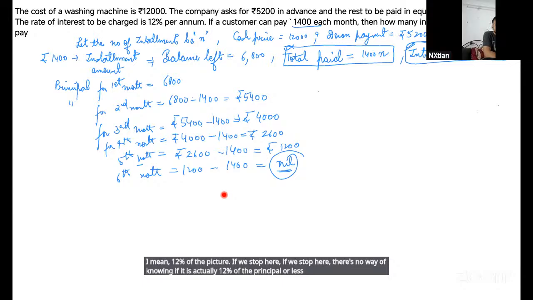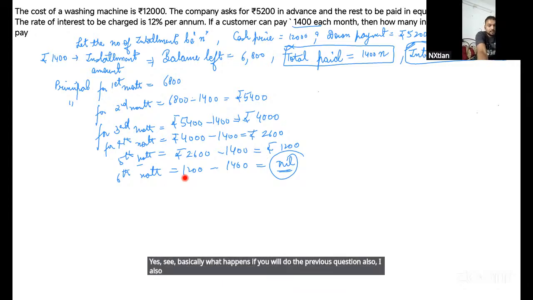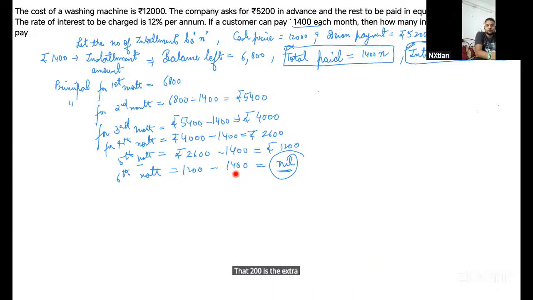See, basically what happens, if you do the previous question also, I told you that basically 1200 is there. Now if you subtract it from 1400, you will get the answer minus 200. That 200 is the extra amount which I am paying. That becomes 1400 again. So 1400 minus 1400 will become 0. So from this I can get that interest is 200.